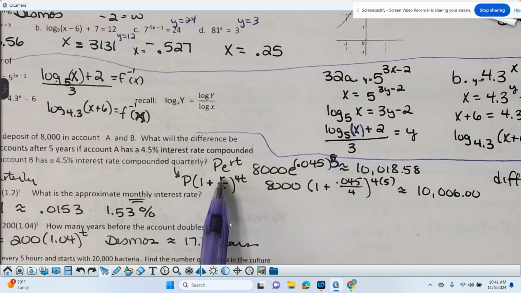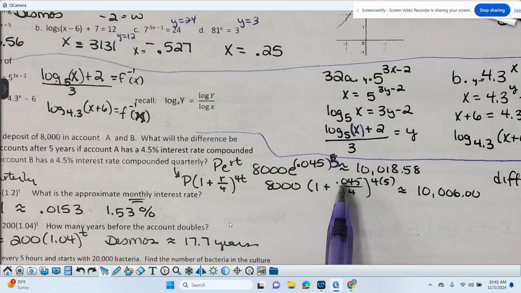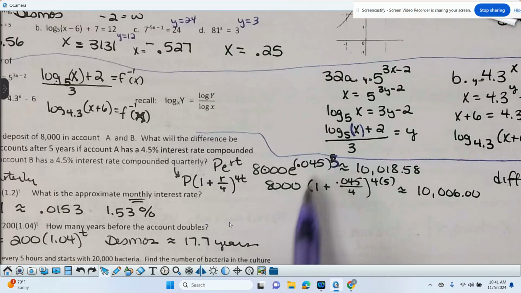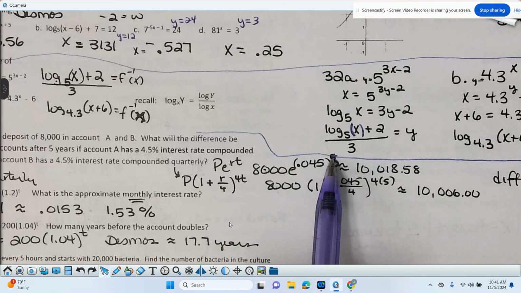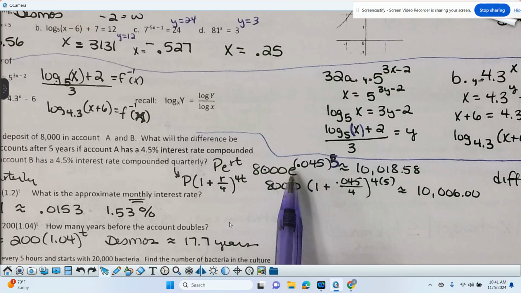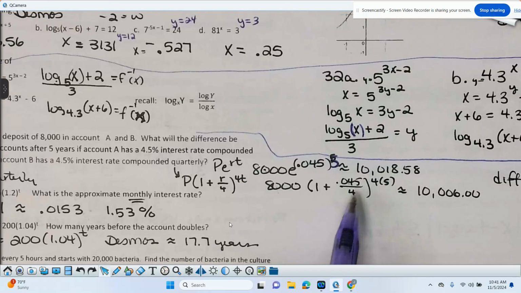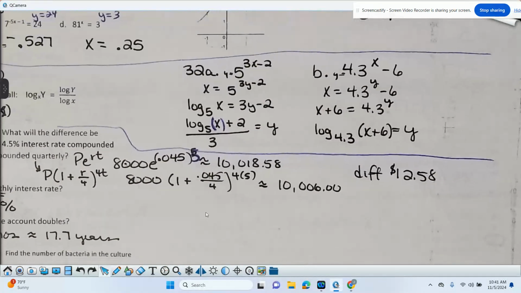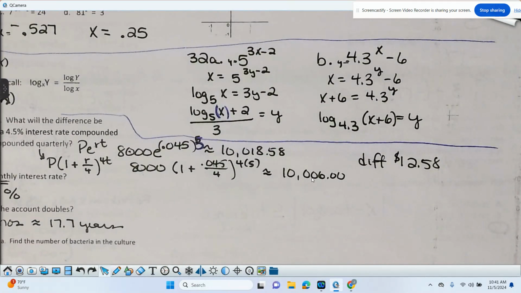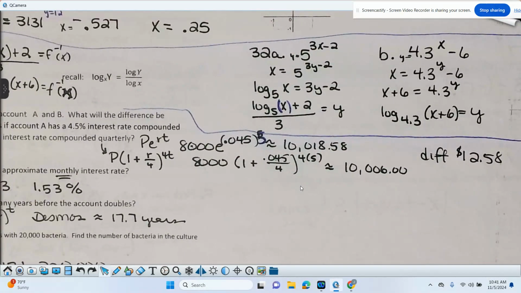This formula, right here, that's 1 plus r. That rate still has to be the same rate. See, your P's are the same, your rates are the same, your time is the same. The only difference is this used continuously as an E, and this is quarterly, so I have a 4 in both of those places. And that gives me $10,006. So the difference you actually have to take then is what's the difference between these two things right here, and you do get $12.58.